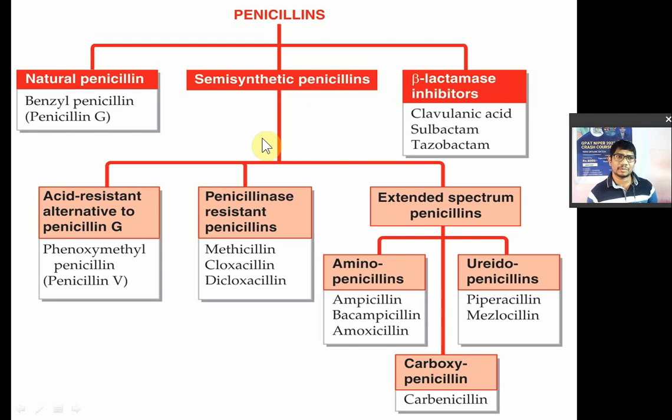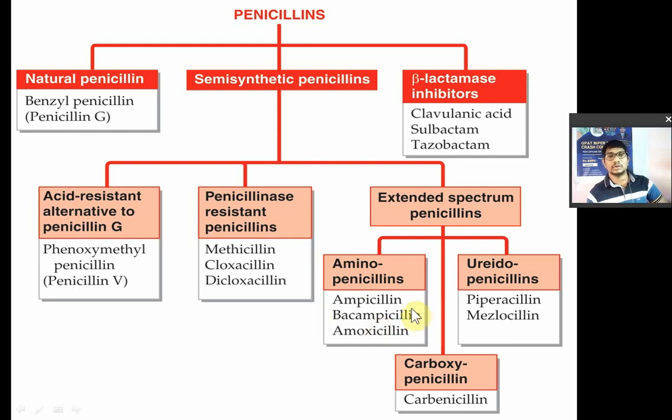Semi-synthetic penicillin includes acid-stable phenoxymethyl penicillin, known as penicillin V. Penicillinase resistant penicillins include methicillin, cloxacillin, dicloxacillin, flucloxacillin, oxacillin, etc. Then extended spectrum includes aminopenicillins, carboxypenicillins and ureidopenicillins. Aminopenicillins include ampicillin, amoxicillin, bacampicillin, pivampicillin. Bacampicillin, amoxicillin, pivampicillin, all these are prodrugs of ampicillin.